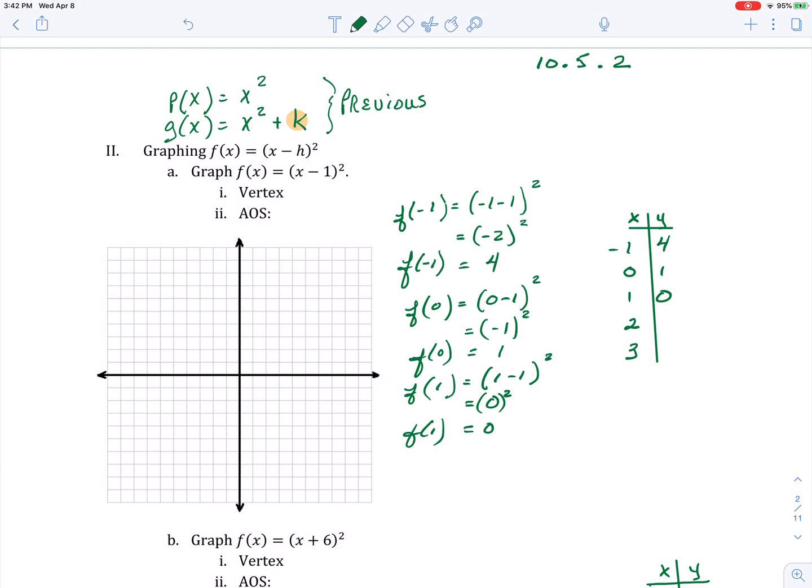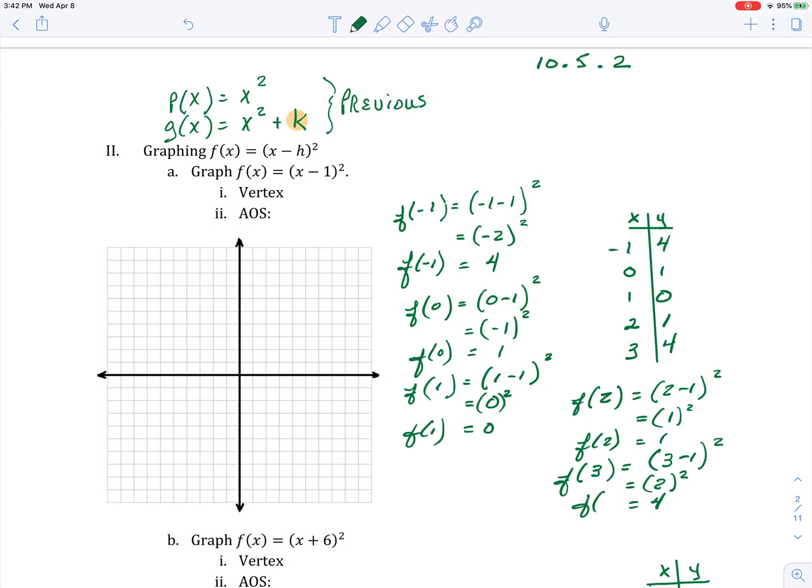I'm going to have to start writing smaller here. When x is 2, y is 1, and there again you're going to see some symmetry just like we saw in the previous examples that we did. And when x is 3, y is 4. All right, so let me plot all these 5 points here.